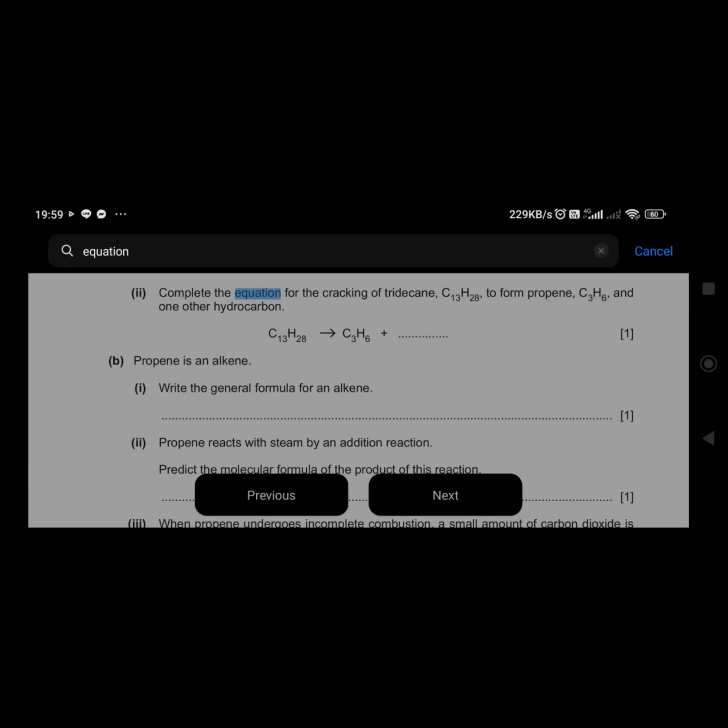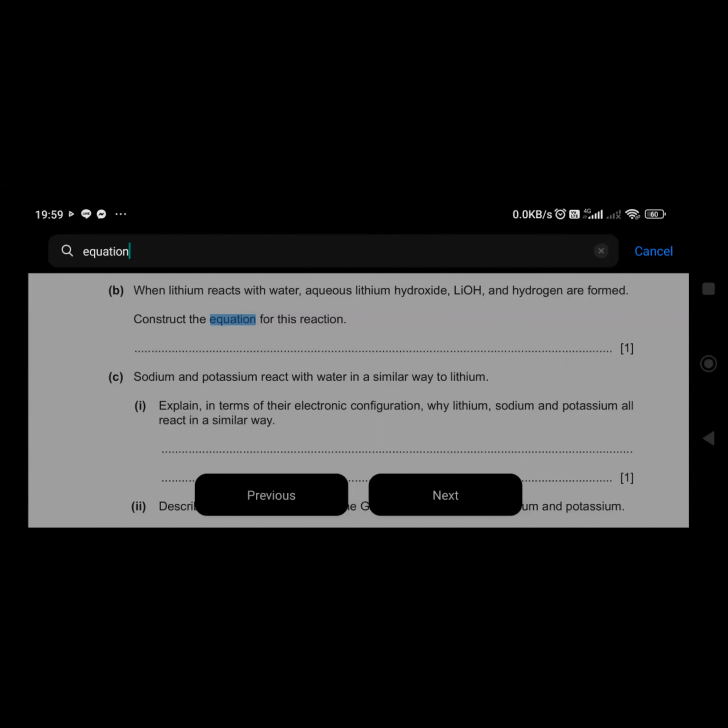Then there's another one, easy. I see equations are not always difficult, because so far we only came across overall equations. That was just one paper. I can take a paper and show you as well. To save your time, I took this screenshot separately. Okay, look at this now. Again, a normal equation. When lithium reacts with water, aqueous lithium hydroxide, LiOH, and hydrogen are formed. They have even given LiOH. See how good these examiners are.